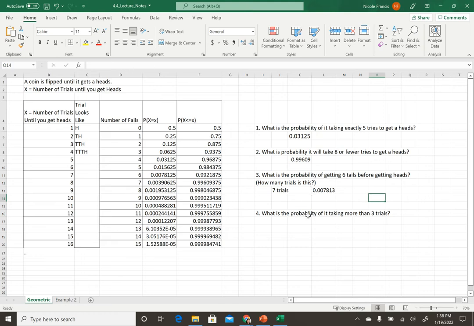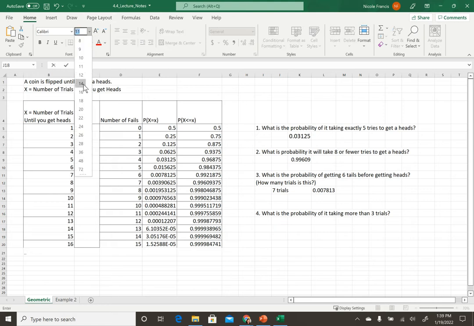And what is the probability of it taking more than 3 trials? More than 3. So here's my 3 trials. I need to add everything beyond, 4, 5, 6, 7, 8. Well, the trouble is we really can't add forever, although you would get close enough that it wouldn't make a difference. But the way we're going to do this is we're going to use our 1 minus the probability it didn't happen trick. So this is 1 minus the probability of taking 3 trials or less.